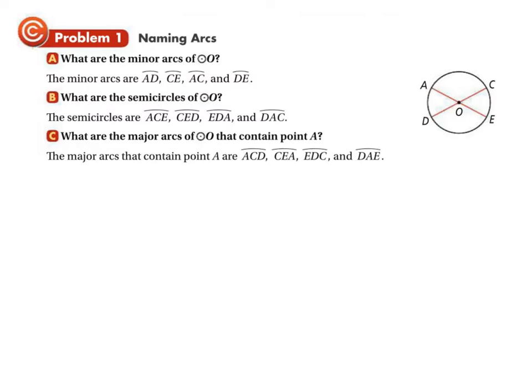Now, what are the major arcs? Now we've got to go a long way around. So let's start from each point. Let's start here at A, and let's go through C and E to D. ACD or AED? ACD. We don't write also AED.